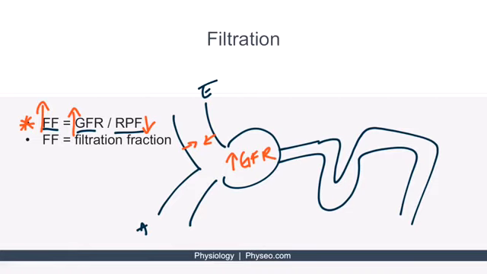Here's another question. What would an increased filtration fraction tell us about glomerular oncotic pressure? If filtration fraction is increased, we can deduce that GFR is increased relative to renal plasma flow. This means more fluid is being filtered, and as a result, more protein is being left behind in the glomerular capillaries. An increased concentration of protein means there is an increased oncotic pressure in the glomerular capillaries.